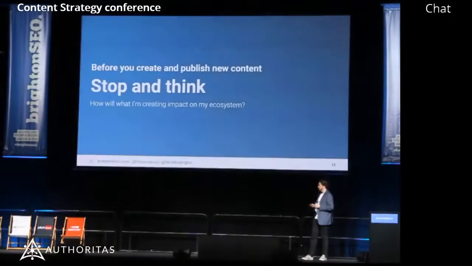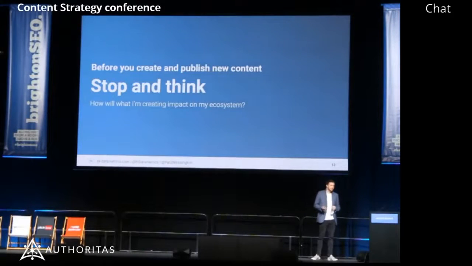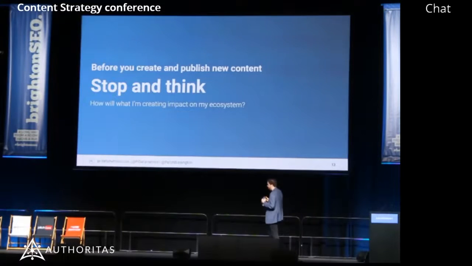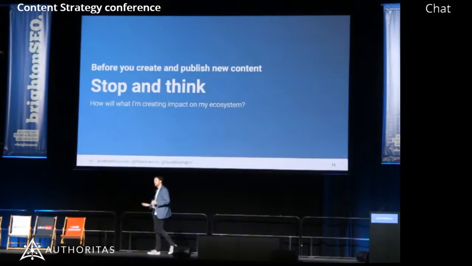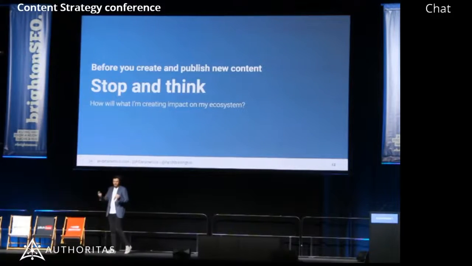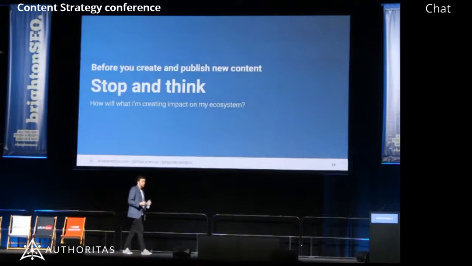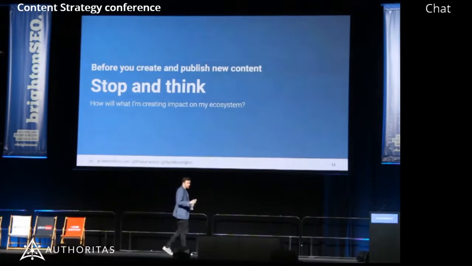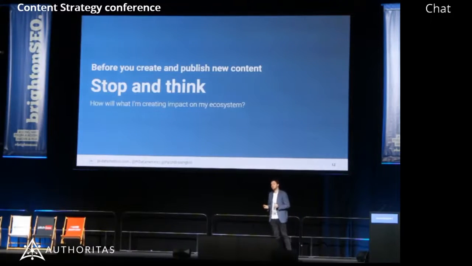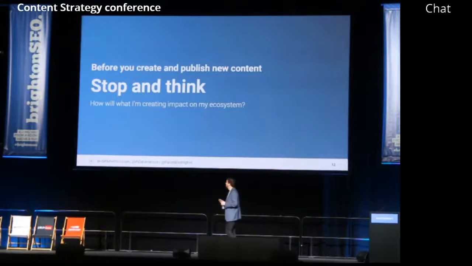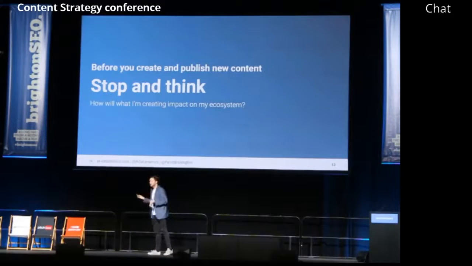So here is the first tenet, I guess, of contextual optimization. After you've got inside the mind of your customer, you've done your keyword research, you understand, and you want to publish something, you've got this desire or requirement, objective, to publish a new piece of content or a new selection of content. Before you do that, just stop and think about it. Your ecosystem is now becoming quite fragile because of these new algorithms. So you need to ask this question: how will what I'm creating impact on my ecosystem?